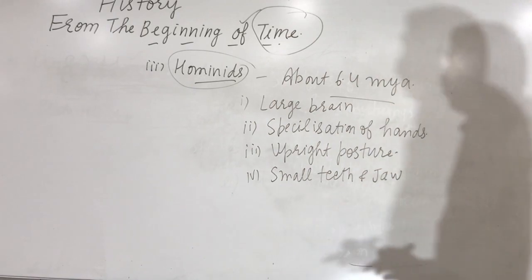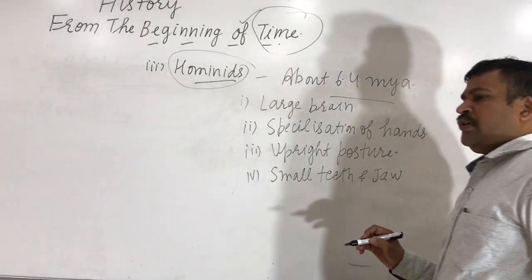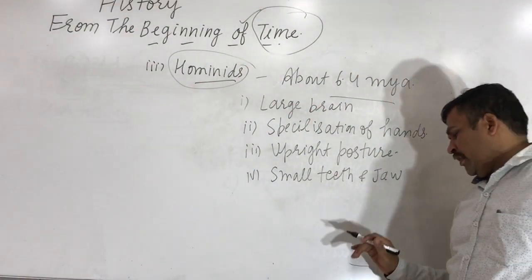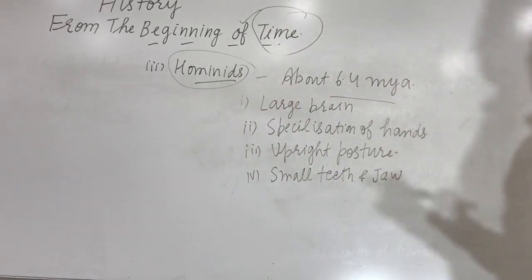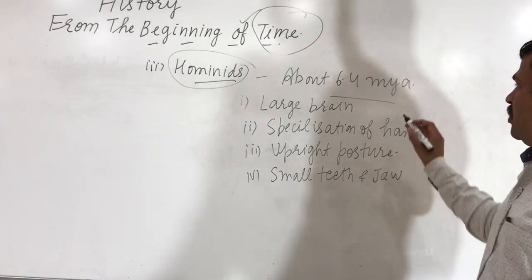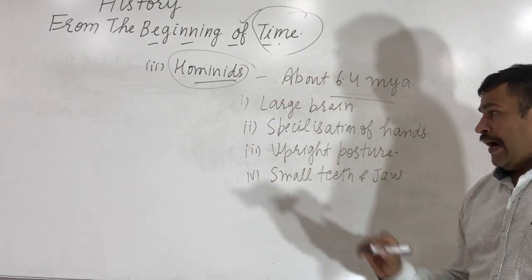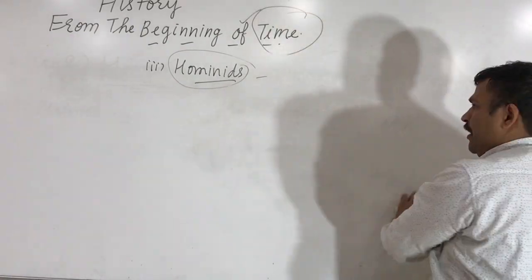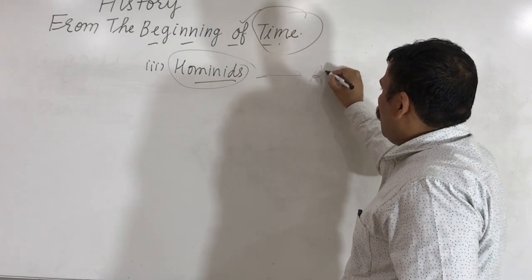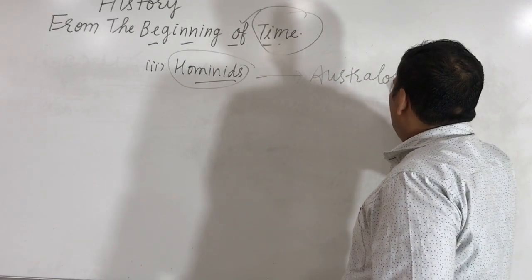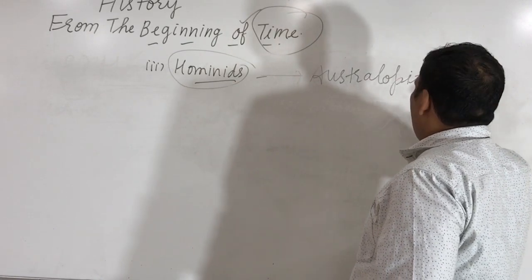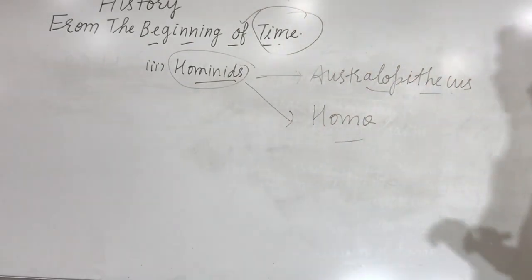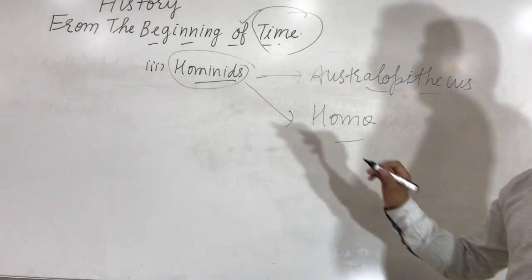Now you can see all these are creatures that modified from one another. Here the Darwin theory supports that we have common ancestors. So this is about the hominids, and from here the most important creatures originated: Australopithecus, and next is Homo. These are the two creatures that evolved from hominids.